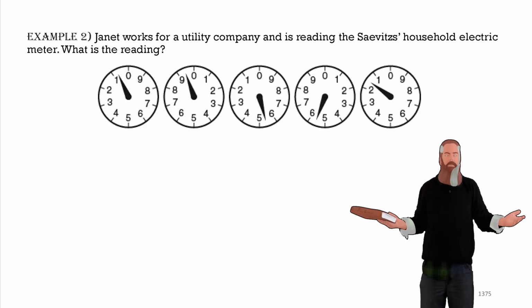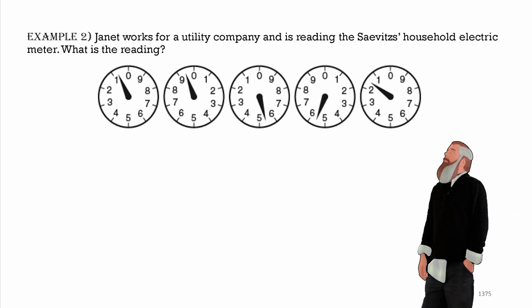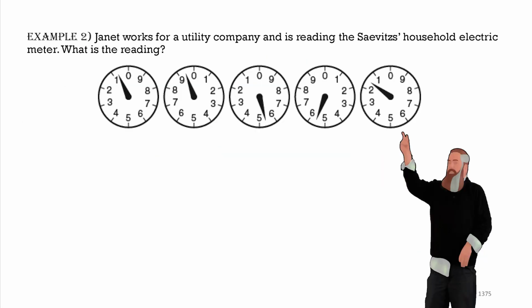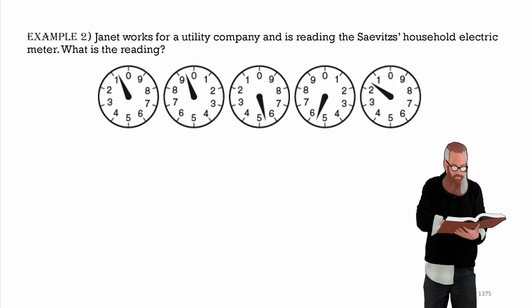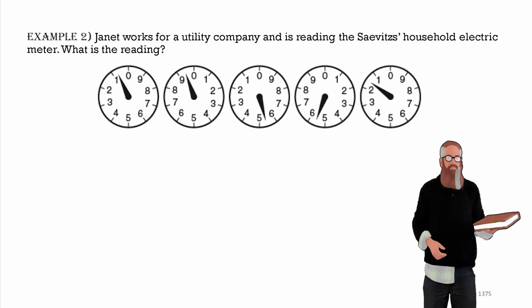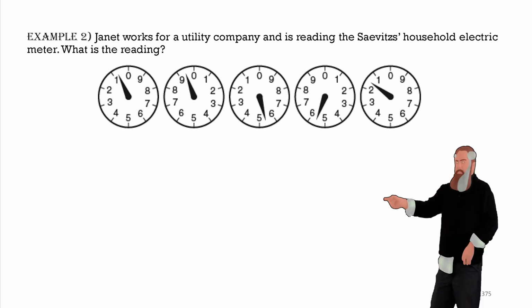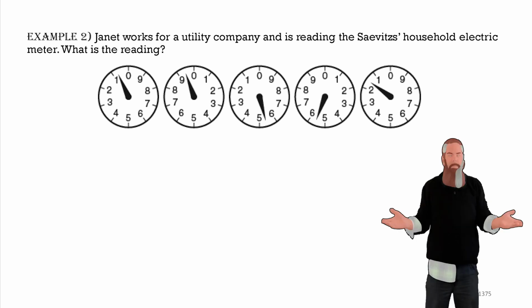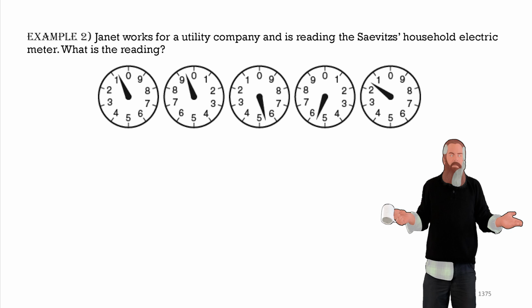Now, Janet works for a utility company and is reading the Saevitzs household electricity meter. What is the reading? Some meters are digital, and some meters use circular dials with pointers like those that we see here. Digital meters are easy to read. Take a look at the dial style meters below. Notice where the arrow is pointing on each dial. The correct reading is the lower of the 2 numbers closest to the arrow, with one exception.